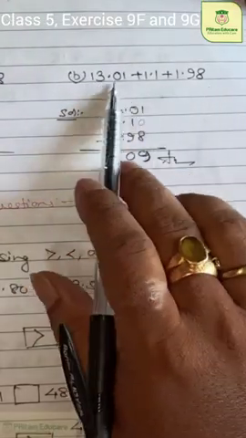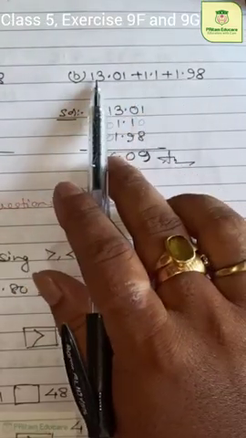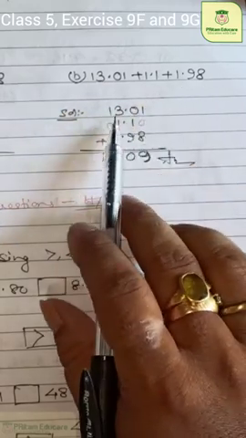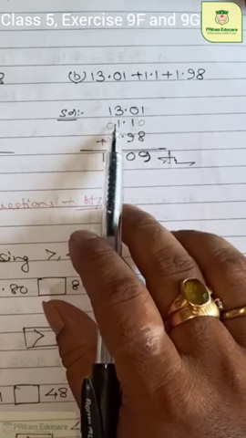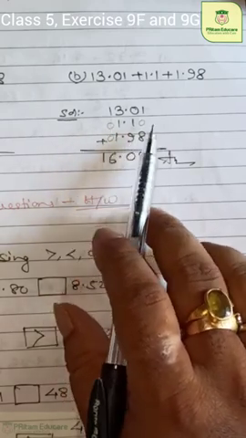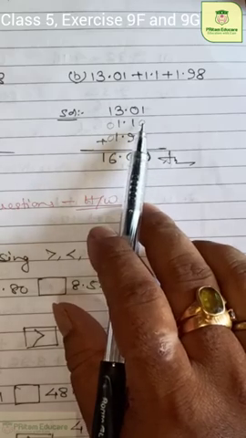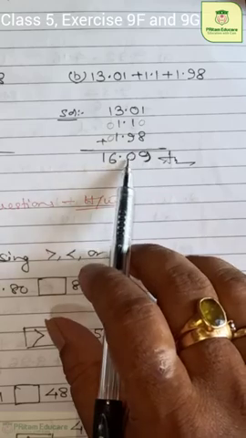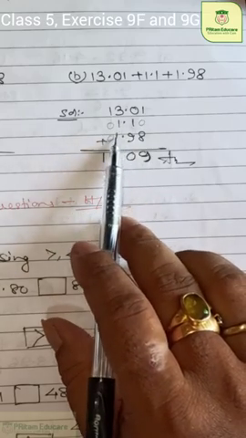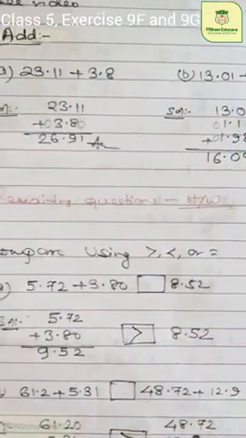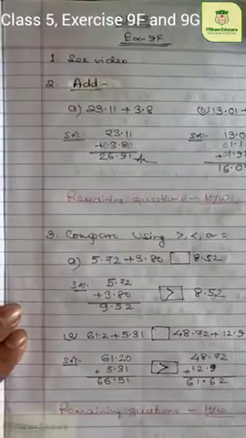Again here 3 numbers you see: 13.01, 1.1, 1.98. So 13.01, 1.10, 1.98. So which places are not filled? I have filled them with 0. Now addition: 8 plus 1 is 9, 9 plus 1 is 10, 0 and 1 carry, 3 plus 1 is 4, plus 1 is 5, plus 1 carry 6, 1. Okay, so the rest of the questions will be homework for you.